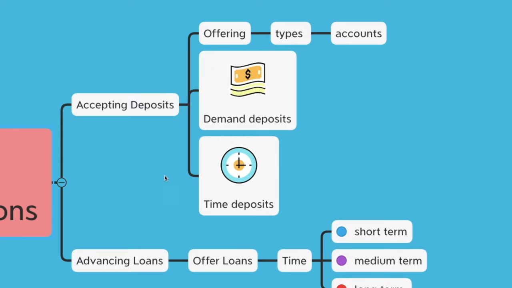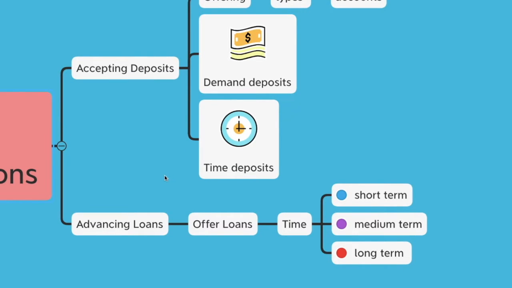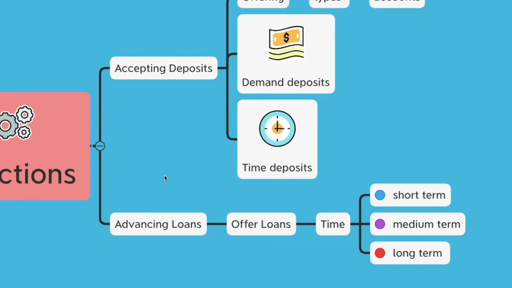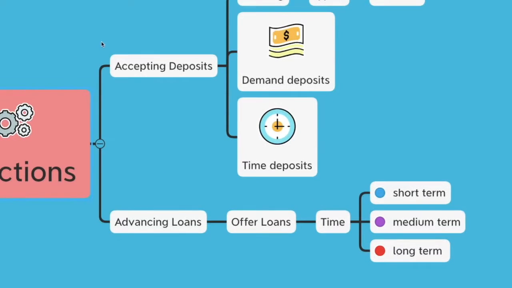The second function of a bank is advancing loans. A bank offers loans depending on the needs of the firms or individuals. Okay, so there are different types of loans. You have short term, medium term, and long term loans. Now, this is all depending on the time factor. So basically, right now, what I want you to remember is accepting deposits and advancing loans are two basic functions of a bank. Let's move further.